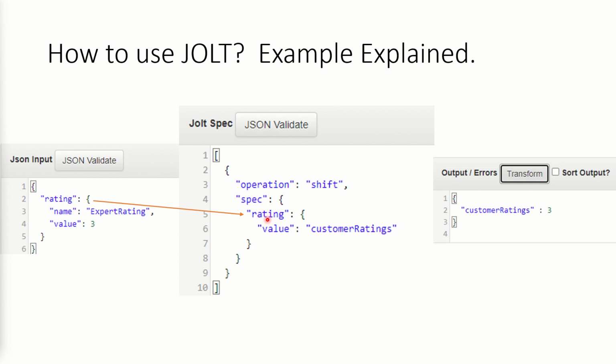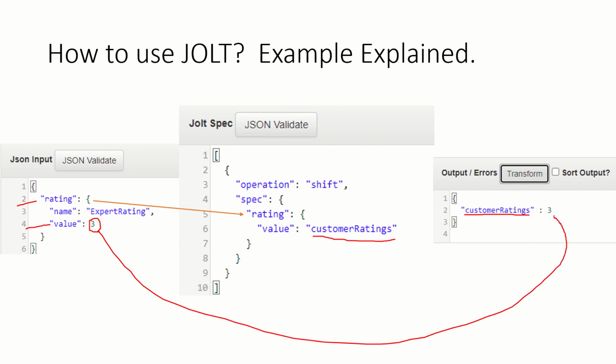So in the spec, I am saying that rating, go into rating. So it will go here. Then it will ask for a value. Now it will go and pick here. So now my Jolt pointer is at value. It will pick up that value, this value, number 3. And where should it put it? It should put it in customerRating, in the output. So it will create a new output which will have a field name customerRating, and the value will be picked from here and placed here. So this is called a shift operation.